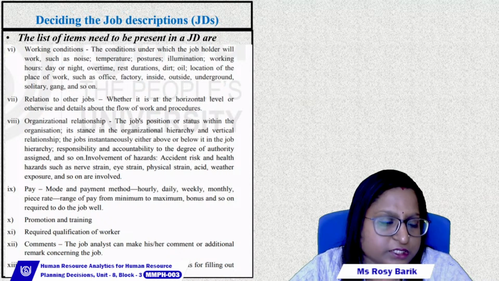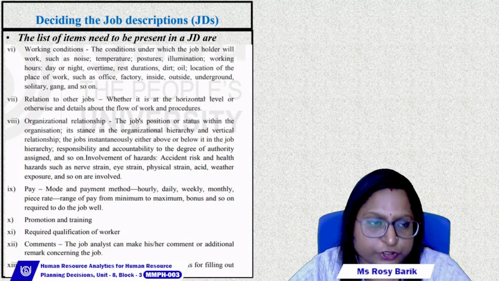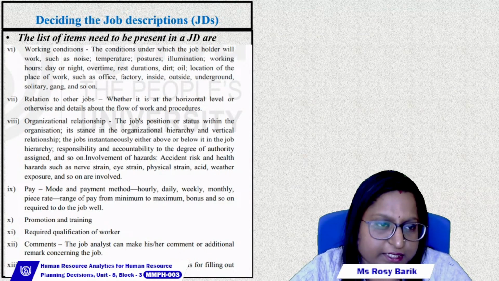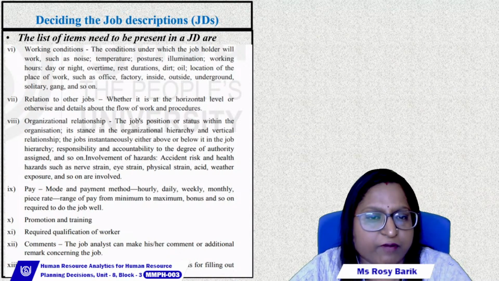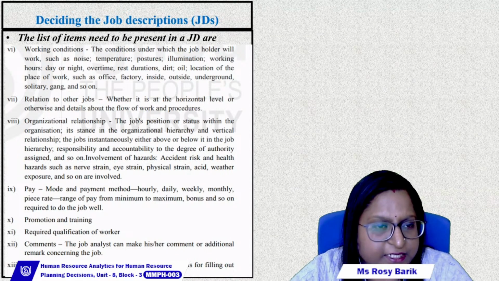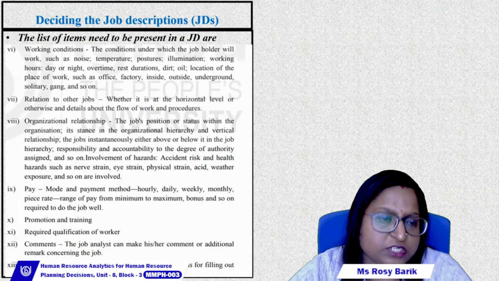Then relation to the other job, whether it is at the horizontal level or otherwise, the details about the flow of work and procedure. Then organizational relationship, the job's position or status within the organization, its stance in the organizational hierarchy and vertical relationship. The jobs immediately either above or below it in the job hierarchy, responsibilities to be done, and accountability to the degree of authority assigned, and so on.